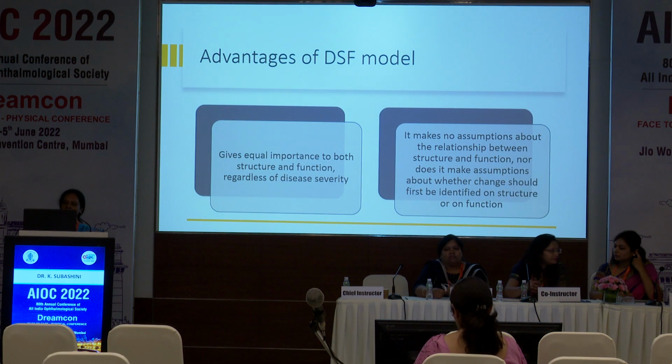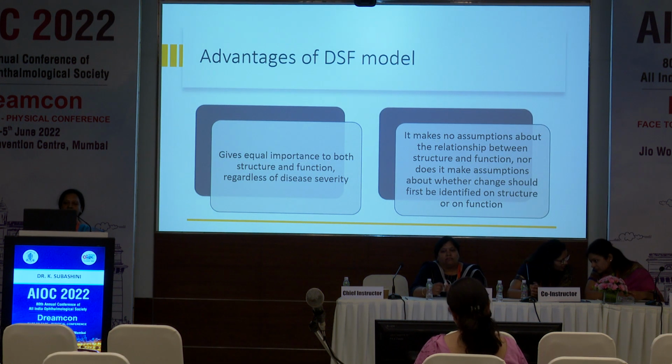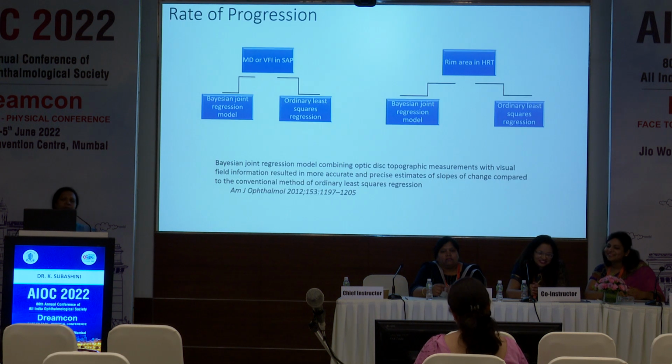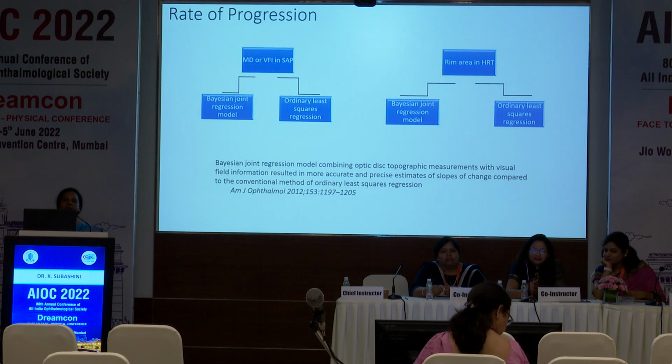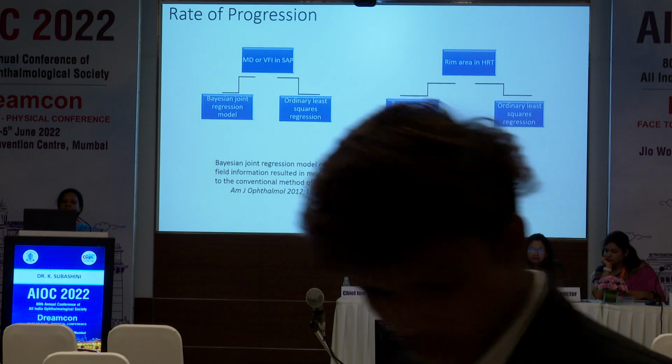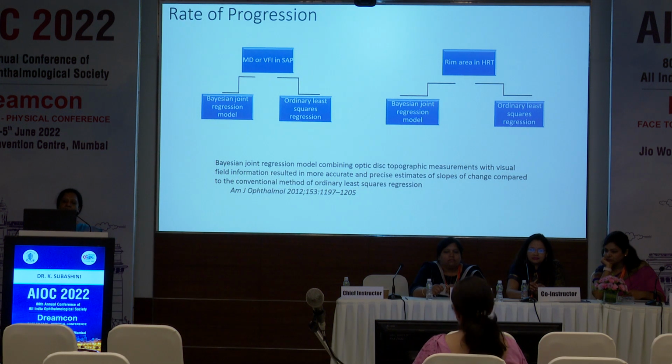And it makes no assumptions about the relationship between structure and function, nor does it make assumptions about whether change should be identified first in structure or function. And for assessing rate of progression, generally the standard approach is ordinary least squares regression. This is a standard approach. So one study compared the standard approach to the Bayesian joint regression model, and they found that this produces more accurate and precise estimates of the slope of change compared to the conventional method.